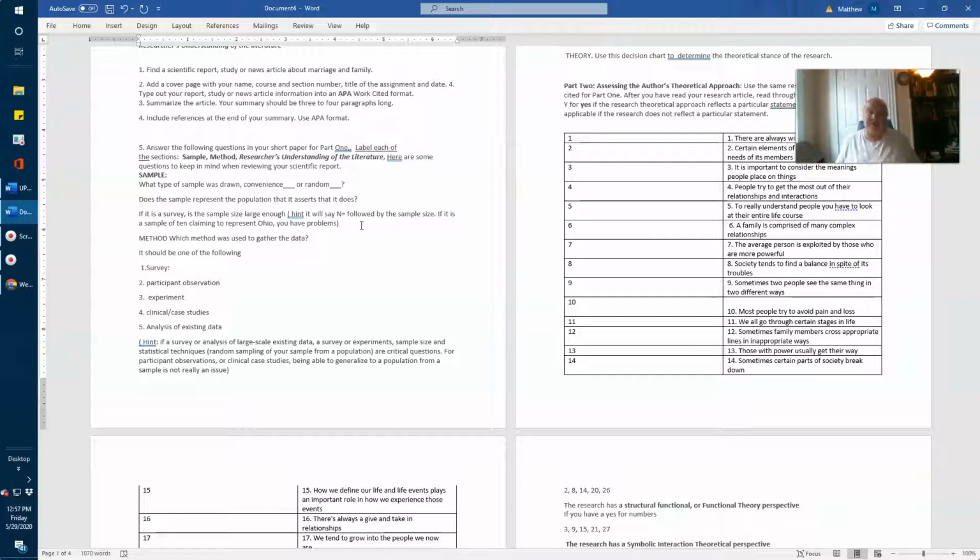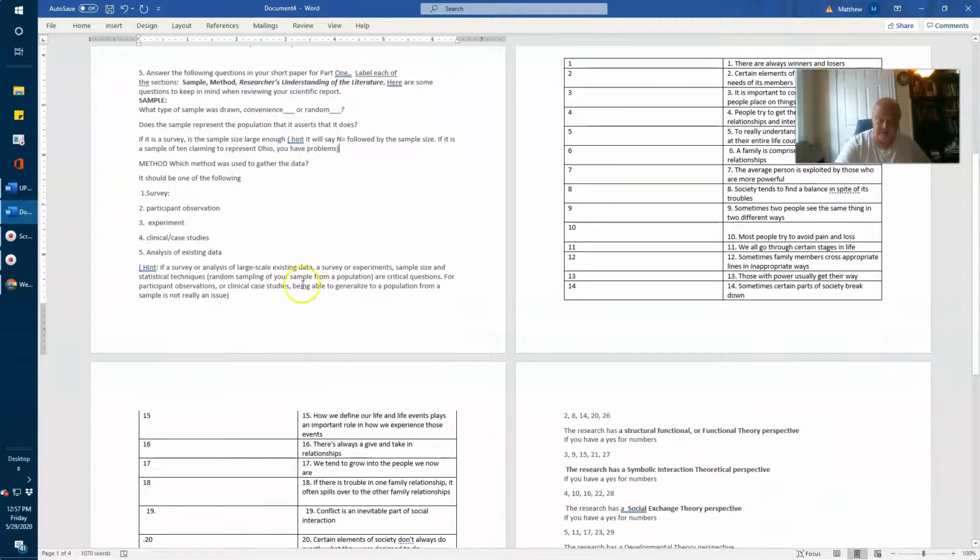Okay, so what did they use? What kind of method did they use? Survey, a participant observation, an experiment, a clinical case study, analysis of existing data, right? And here's another hint I put down. If a survey, using sample size and statistical techniques from a population are critical questions. For participant observation or clinical case studies, being able to generalize to a population from the sample is not that much of an issue. You can acknowledge that.